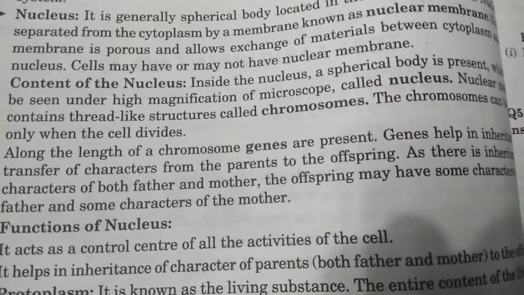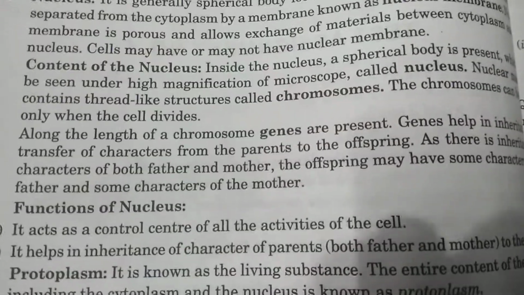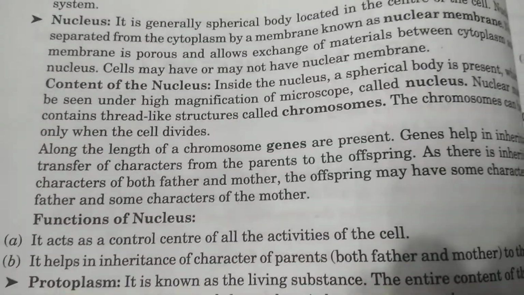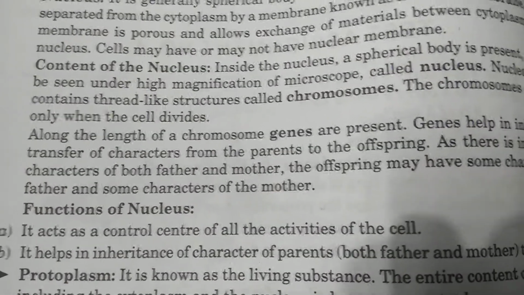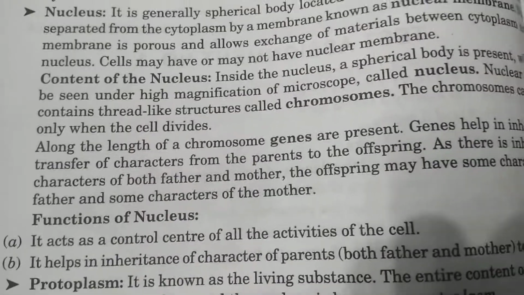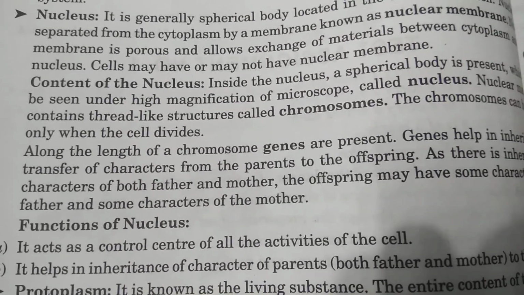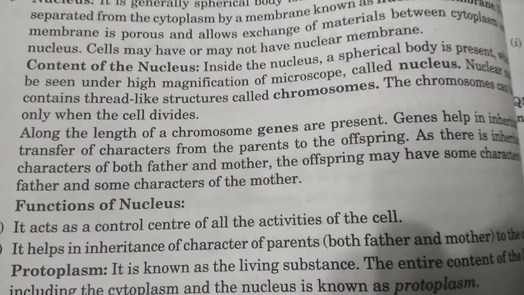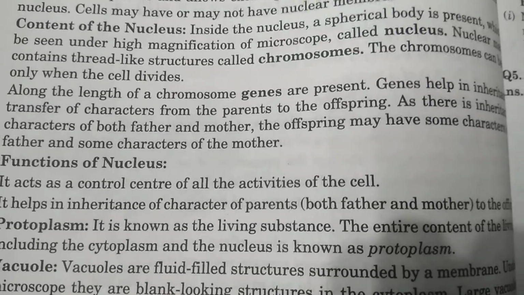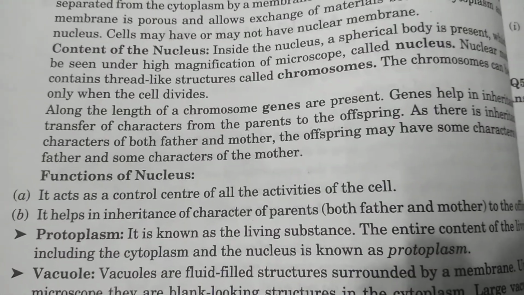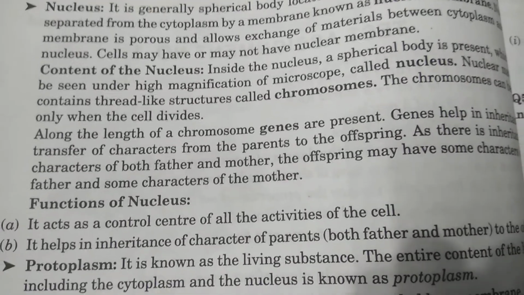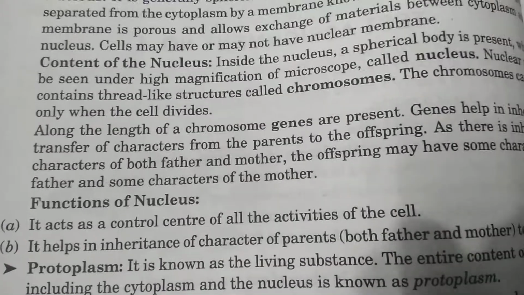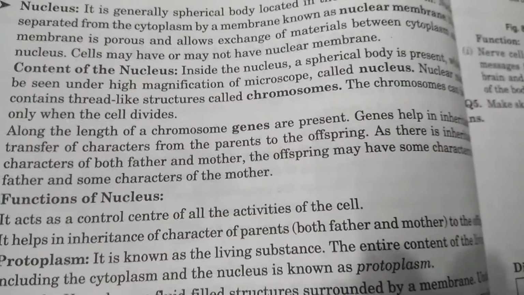Porous means it has holes in it, like a sponge. It allows exchange of materials between the cytoplasm and the nucleus. So from the cytoplasm, many minerals and water can enter the nucleus. Cells may or may not have a nuclear membrane. Content of the nucleus. Now what is present in the nucleus? Inside the nucleus, a spherical body is present, which can be seen under a high magnifying microscope. It is a small round structure called the nucleolus.